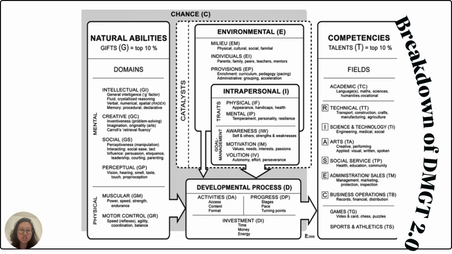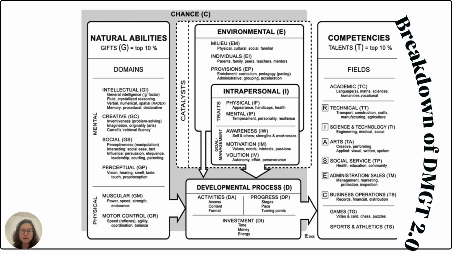The modern DMGT 2.0 model, refined by Gagné over the past 40 years, goes beyond the distinction. As shown in the model, the middle section introduces catalysts and details in the development process. These include internal factors such as motivation and personality, and external factors such as teachers, family, and social environment. The model also incorporates chance. So overall, giftedness can be seen as raw material, raw potential, while talent is a result of development.